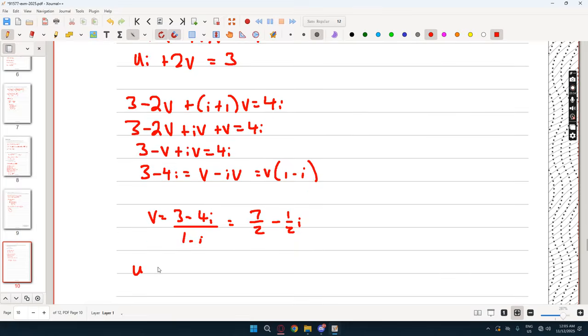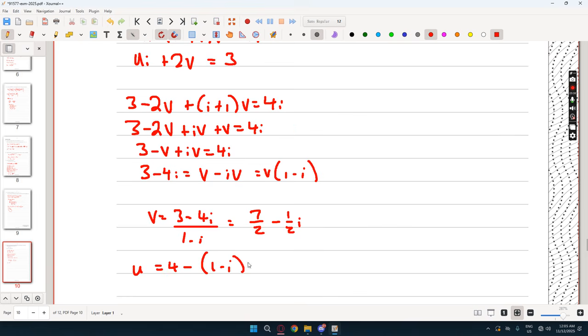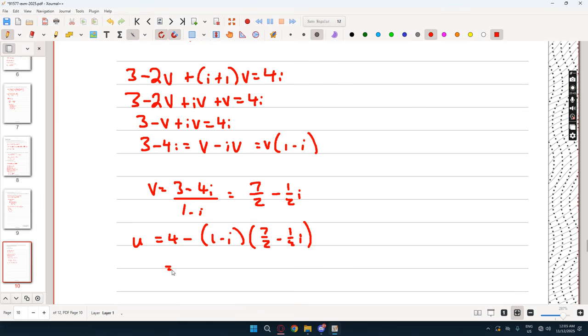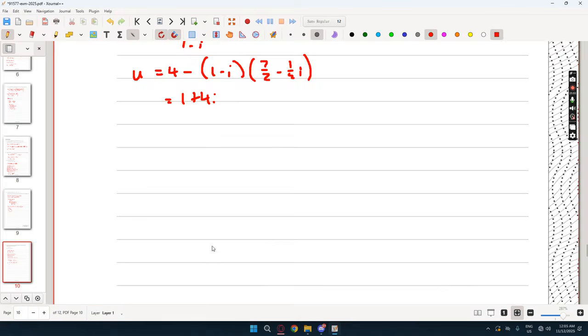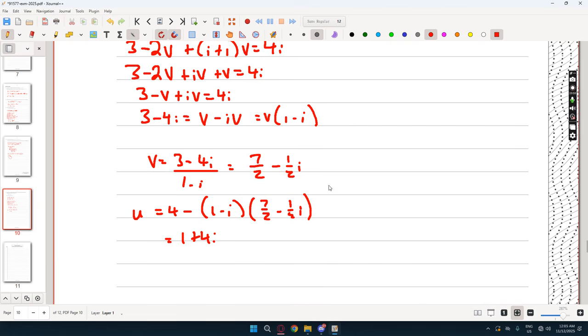u equals 4 minus 1 minus i times 7 halves minus a half i. So that's 4 minus 1 minus i, 7 halves minus a half i. That's 1 plus 4i. That's a rough question. Okay, that one's done. I might have got some of that wrong. I'm exhausted, I've got no idea.